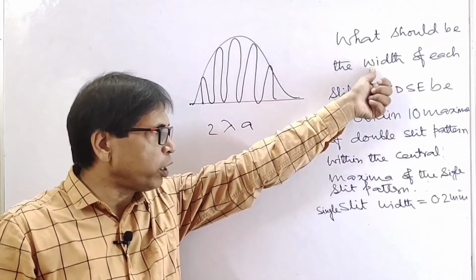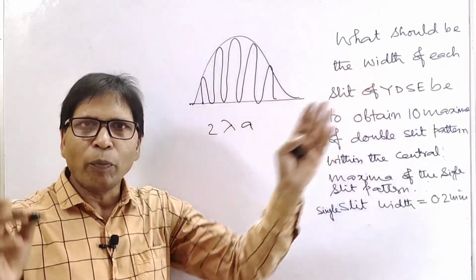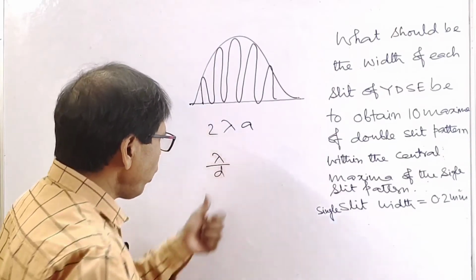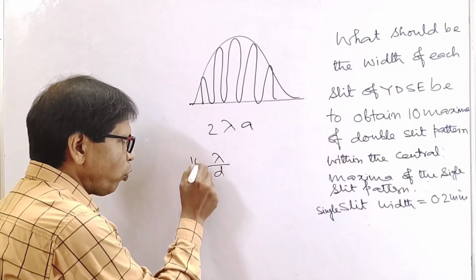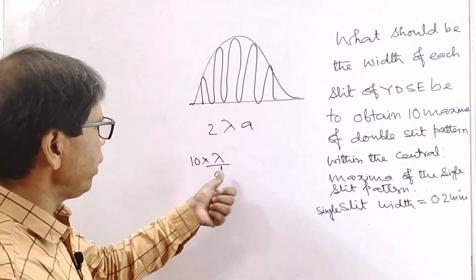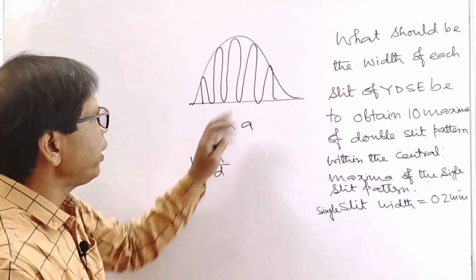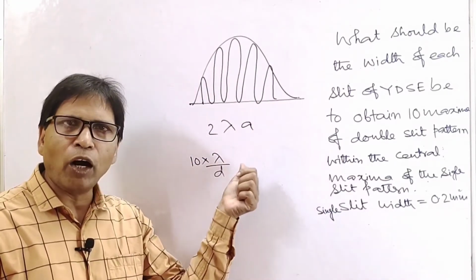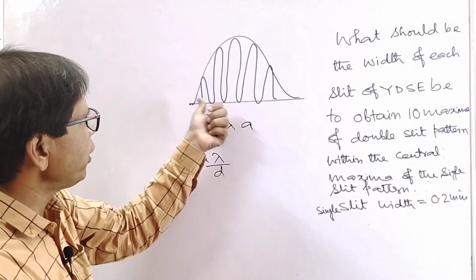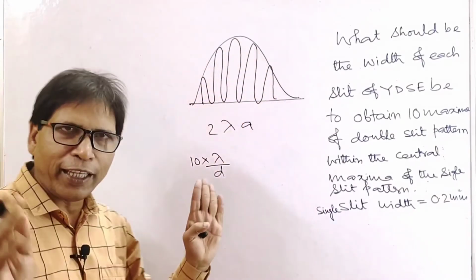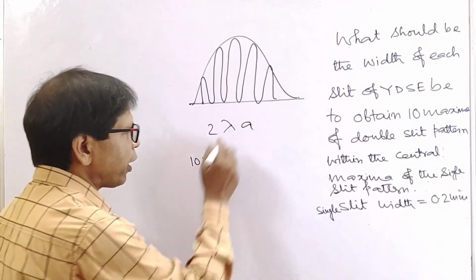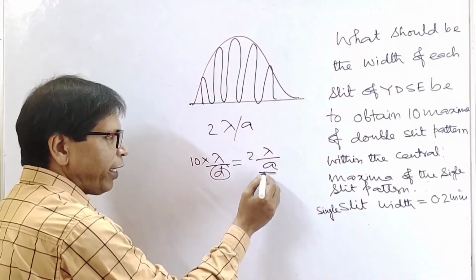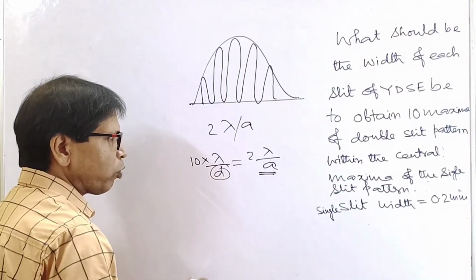The angular width of each maxima of YDSE is equal to λ/d. So for 10 maxima, the angular width is 10 into λ/d. Now 10λ/d lies within the central maxima. So 10 maxima of YDSE lie within the central maximum of the single slit pattern. So this is equal to this, which is 2λ/a. Here a is given, we have to calculate d.